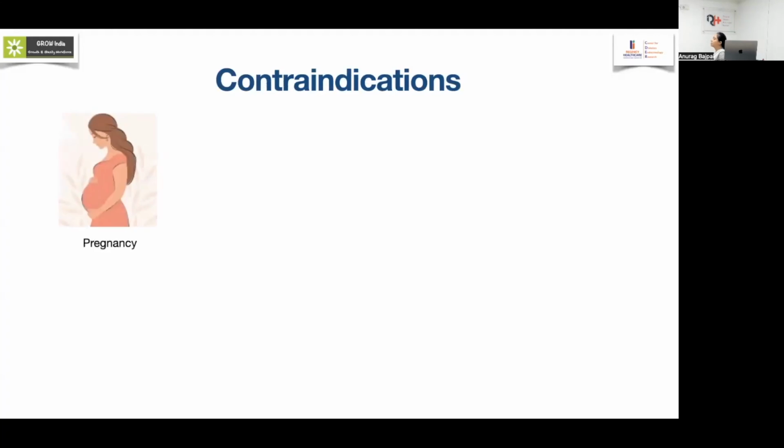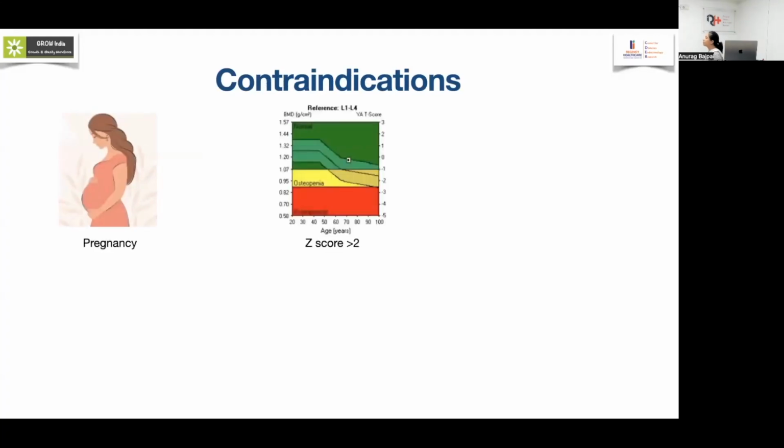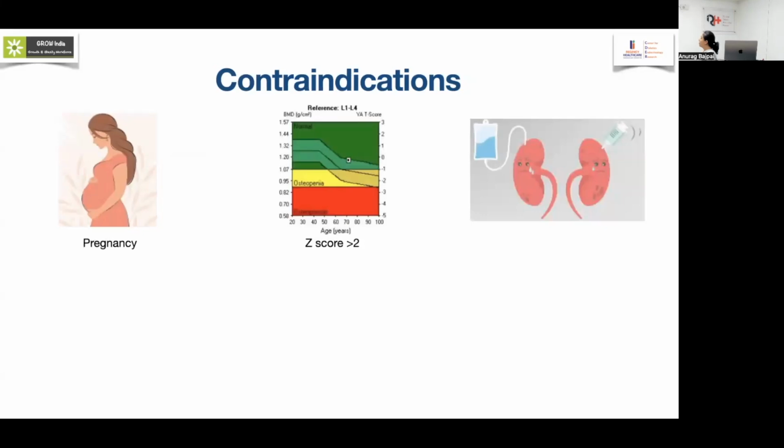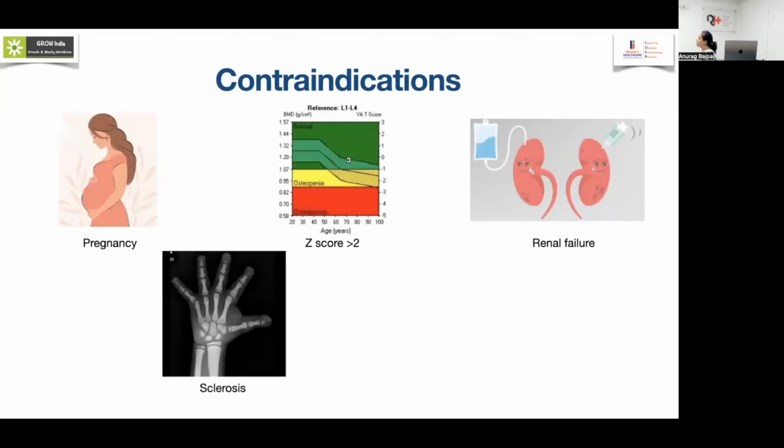The contraindications are pregnancy, a Z-score more than +2, and any acute or chronic renal failure, especially, as sir has said, if your eGFR is less than 30 ml per minute, then you avoid bisphosphonates. In sclerotic conditions, so a child with frequent fractures but a high BMD, you do not give bisphosphonate therapy, and also in children with active rickets.